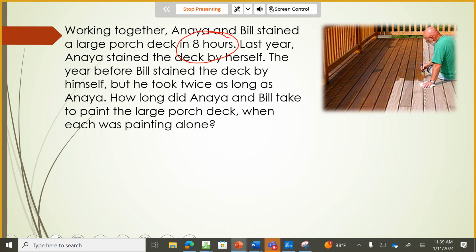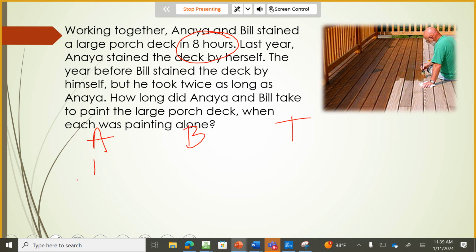Last year, Anaya stained the deck by herself. The year before, Bill stained the deck by himself, but it took him twice as long as Anaya. How long did Anaya and Bill take to paint the larger deck? So remember, Bill is twice as slow. So I'm going to put down Anaya, Bill, and together. You want to be able to label what things are.